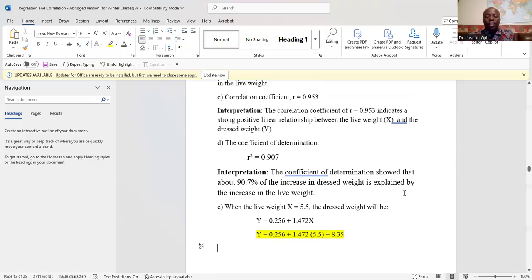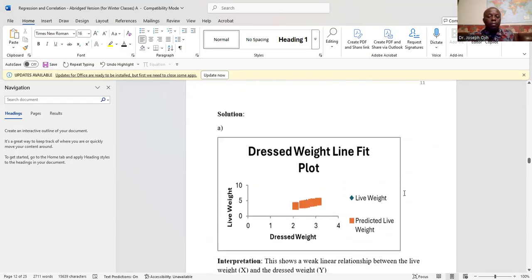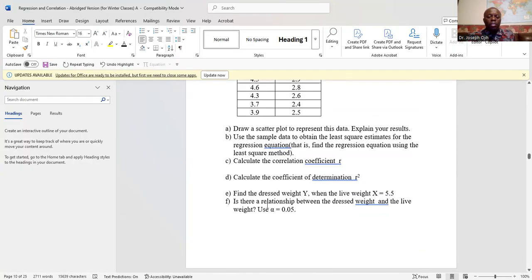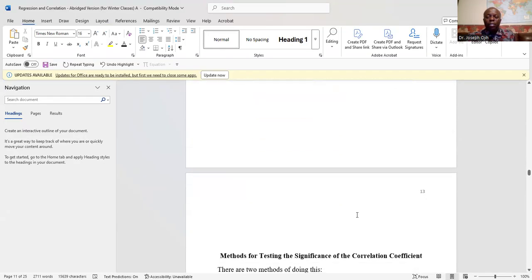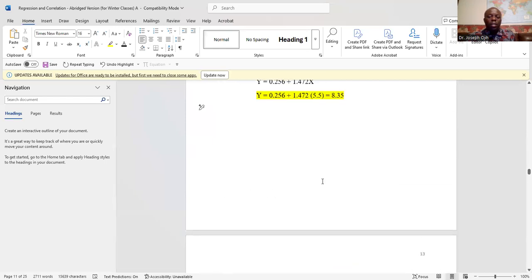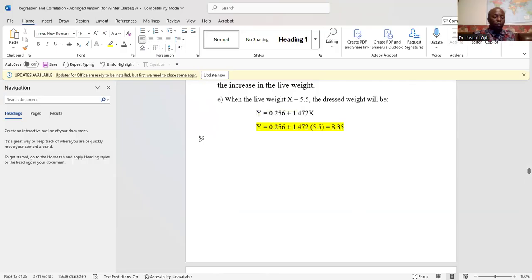The last question they asked here was: is there a relationship between the dressed weight and the live weight? For that, we need to make a hypothesis. I think this is question F. We use the p-value method to answer it. We just finished a topic on testing hypothesis, so we make a hypothesis here. First of all, we have H0 and H1. H0 is the null hypothesis, as you know already.